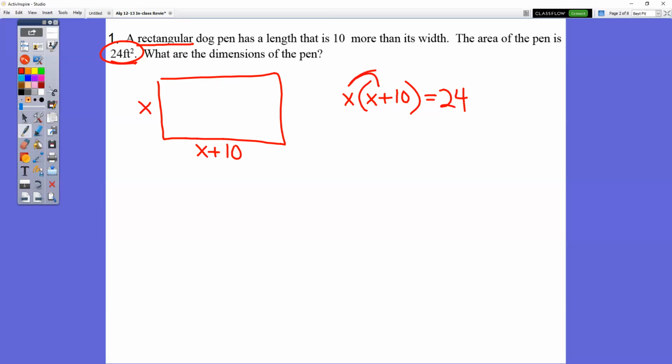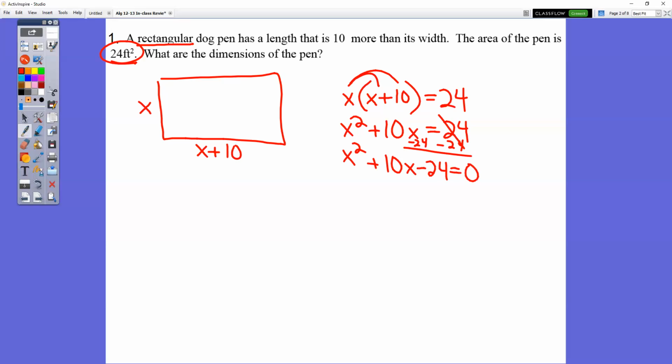So when we go to multiply this out, x times x is x squared, and x times 10 is 10x. 24, we don't want it set equal to 24. We need it set equal to 0. So we need to do minus 24 from both sides. That way we have x squared plus 10x minus 24 equals 0.